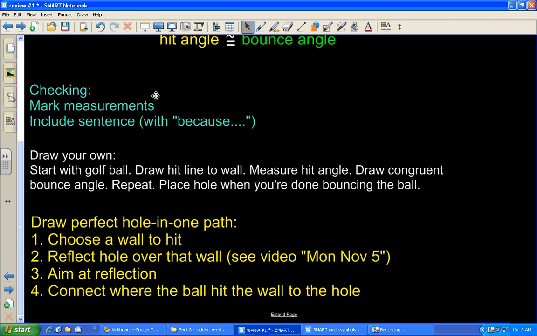So the three things you're going to do, if I ask you to check, so if I say, is this a correct path, or is this a correct hit angle, make sure you mark your measurements. Don't just give me a sentence. I'm going to be looking for 35 degrees and 42 degrees somewhere on your paper, all right? Make sure you mark on the angles you measured what they are. You must give me a sentence. Don't just say yes. Say yes because the hit and bounce angles are congruent, or no because the hit and bounce angles are not congruent. I want to see that full explanation.